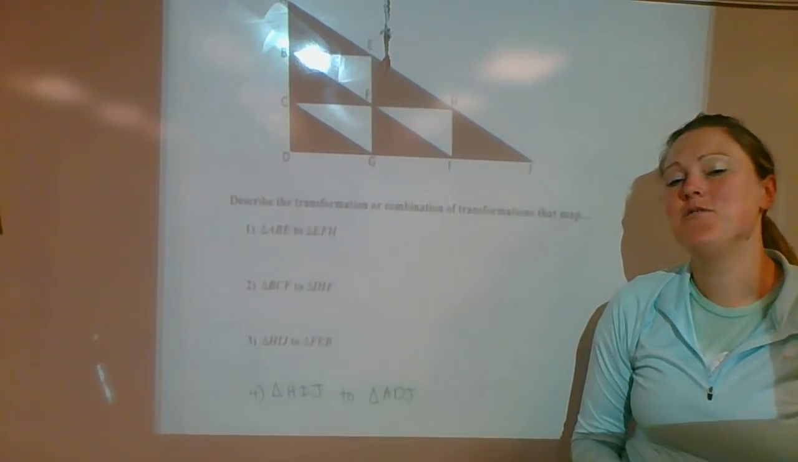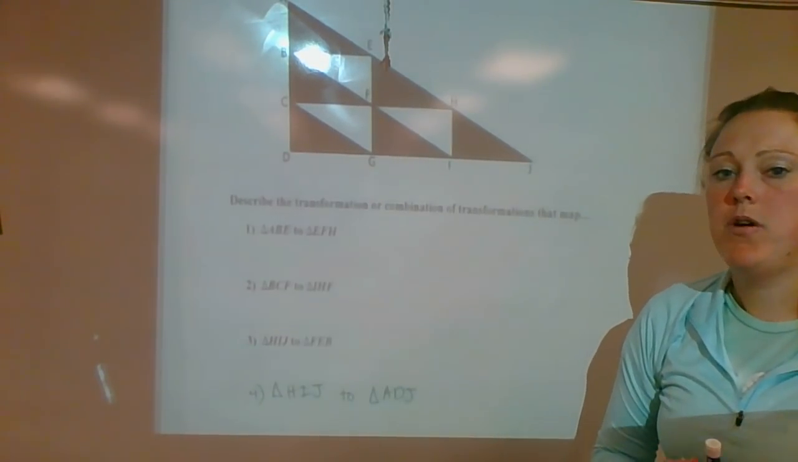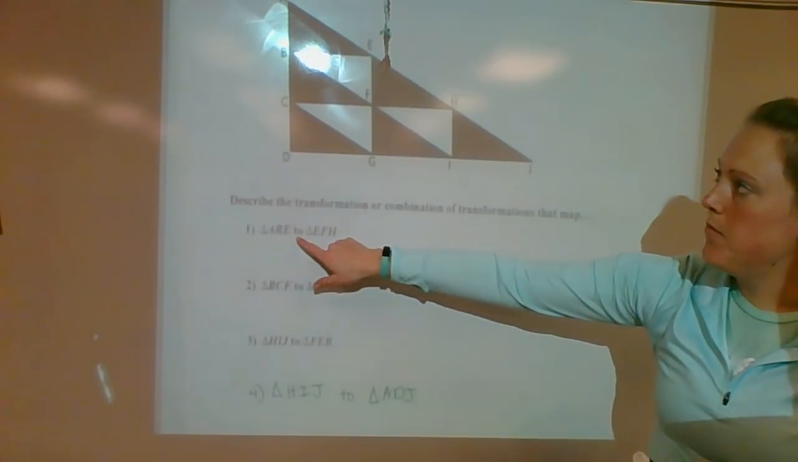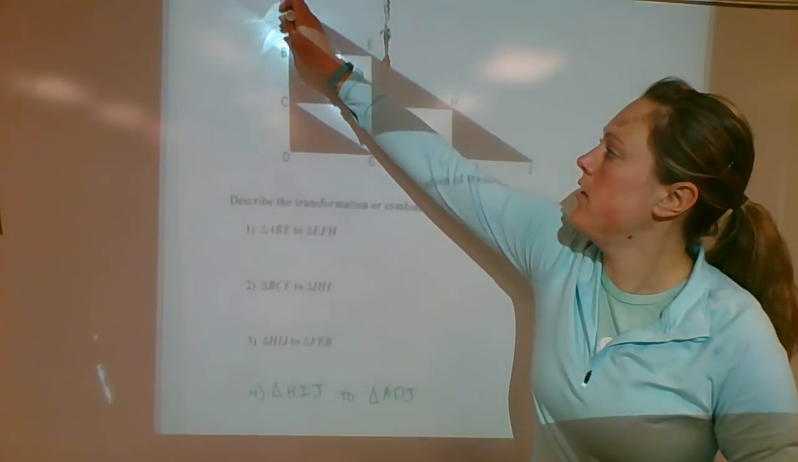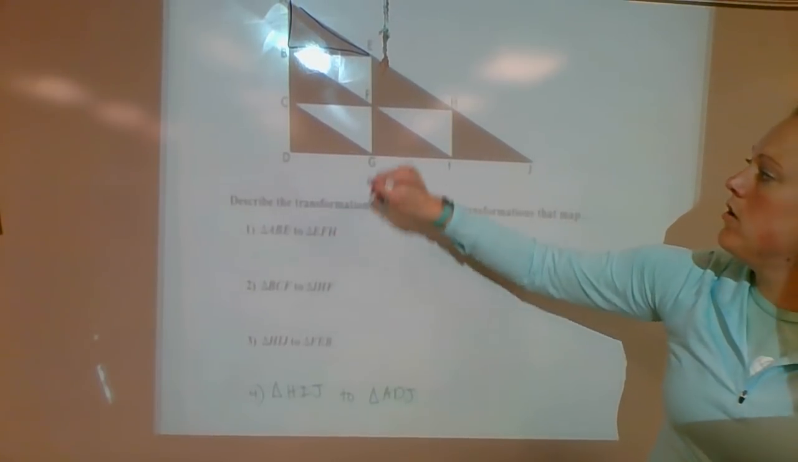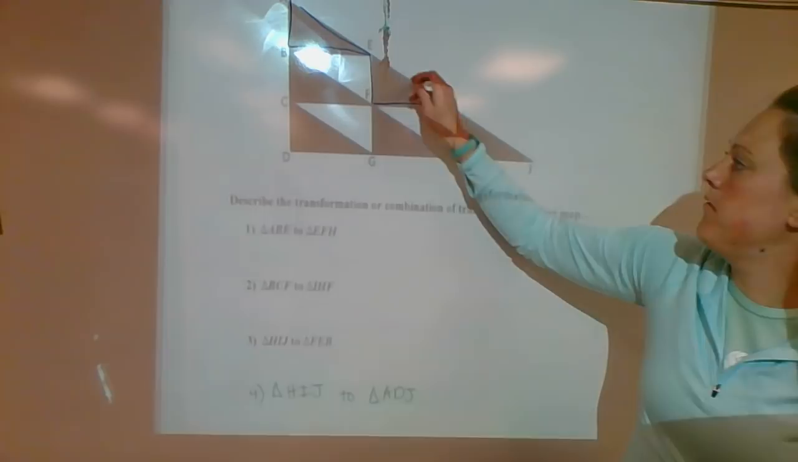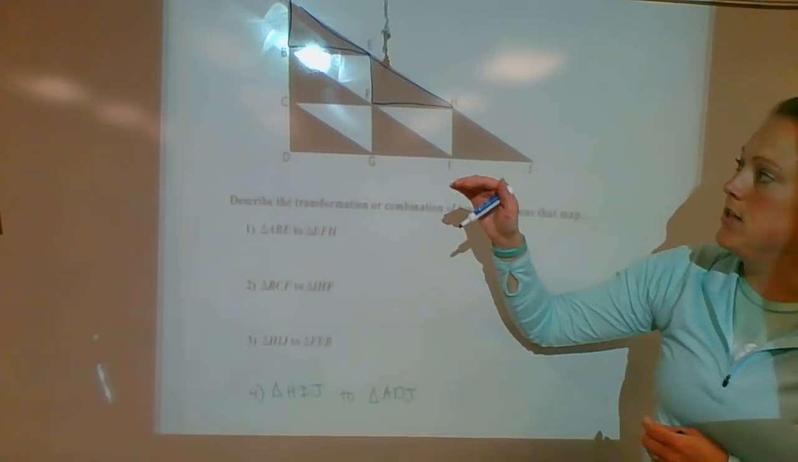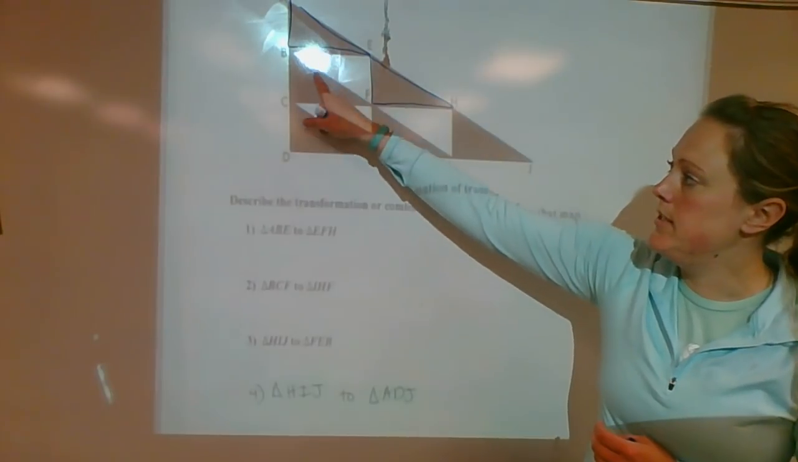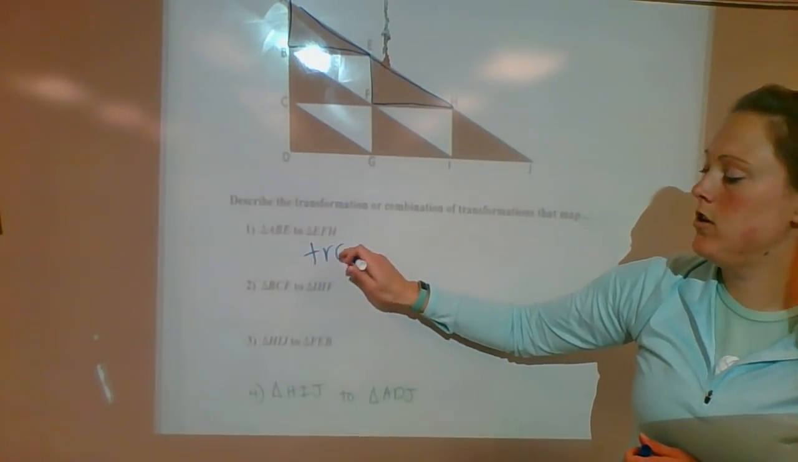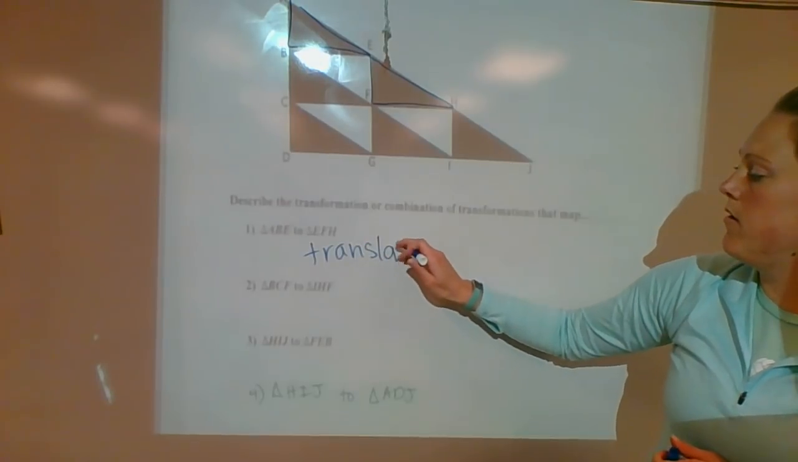Today is the last day in the notes packet, so we're going to review everything and put all of our transformations together. So our very first one says ABE. So we're looking at this triangle right here, and we're mapping that to EFH. There's EF to H right there. We'll notice it's aimed in the same direction. It's still upright. It just slid down and over. That's what we call a translation.